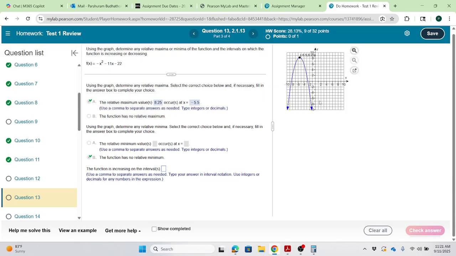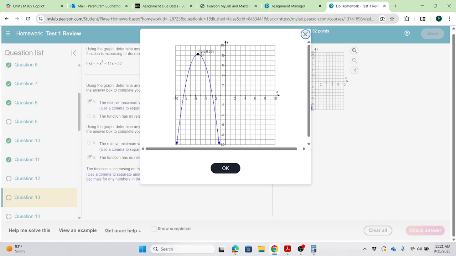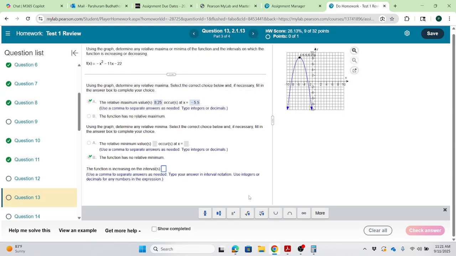The function is increasing. As you can see, the graph is increasing to the left of this maximum value, which is negative 5.5. So to the left side, it's going up to this point and then going down. So the function is increasing on the interval from negative infinity up to negative 5.5. That's where the function is increasing, and the function is decreasing from negative 5.5 up to positive infinity because it's going down. If you look at the graph, you can see that.